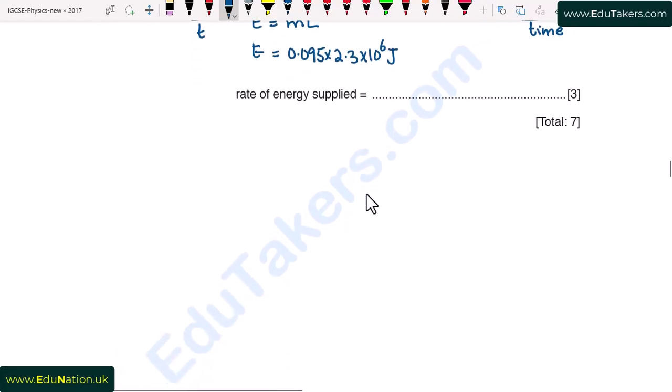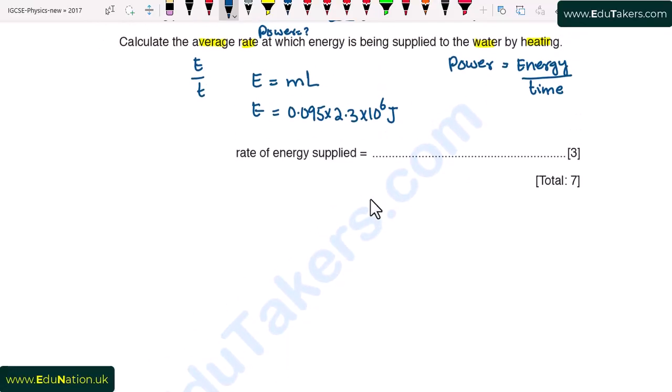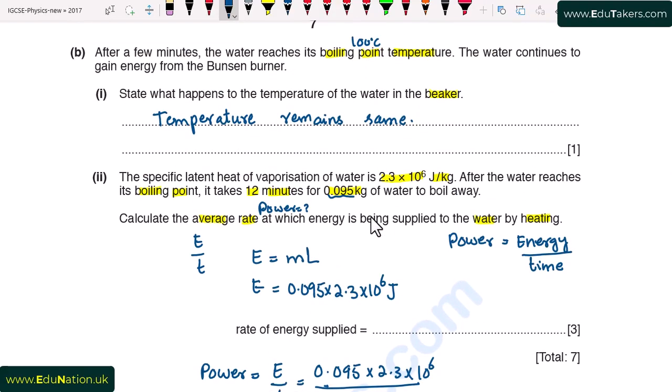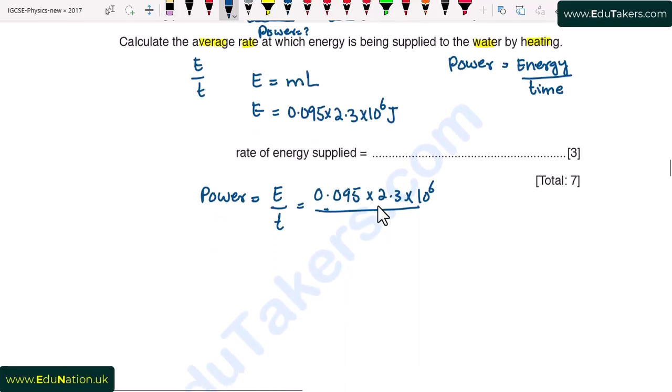I use this value to calculate power. So I write here power is equal to energy over time. So energy is equal to 0.095 × 2.3 × 10^6 divided by time, where time is given 12 minutes, but we have to convert this time into seconds, so I multiply it by 60.